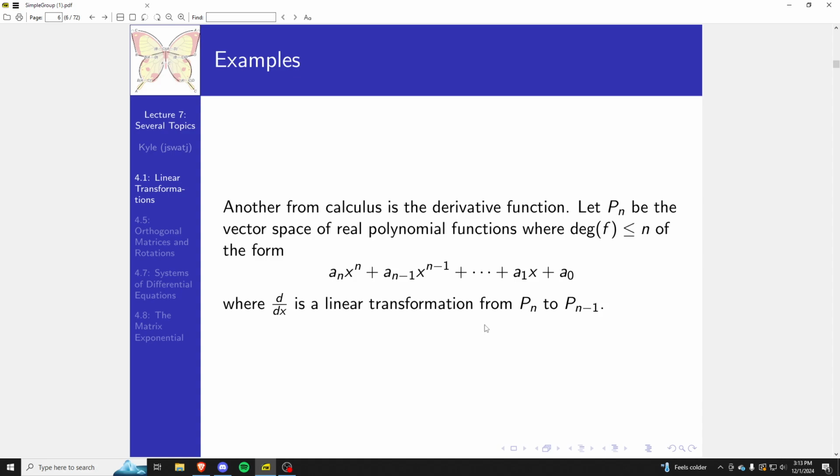Another linear transformation is the derivative function. So any polynomial with degree less than n, we can apply the derivative to it, and it will take us to the polynomial space of n minus 1 because of the power rule.